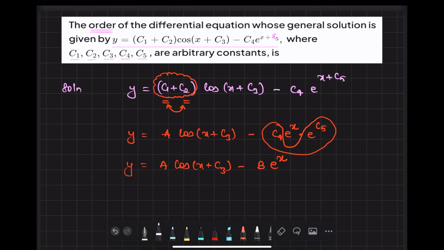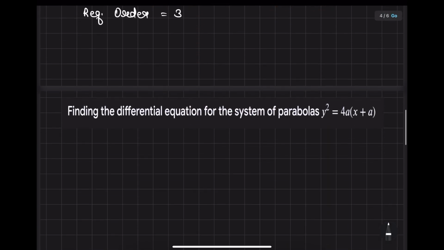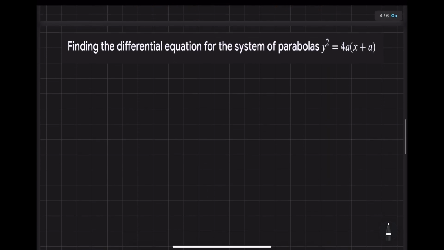So look at the arbitrary constants: a, c3 and b. So we got three arbitrary constants, so we will differentiate this function thrice. Therefore the order of the differential equation will be 3. Required order equals 3. I hope things are clear. Let's switch on to the next example.